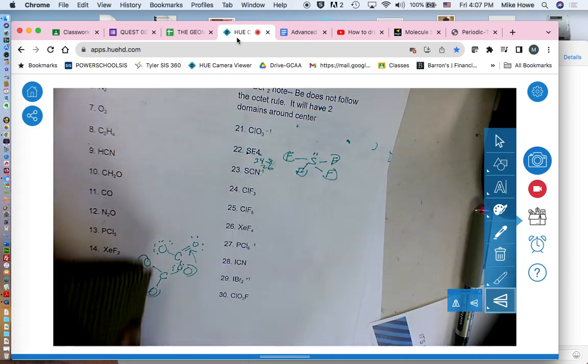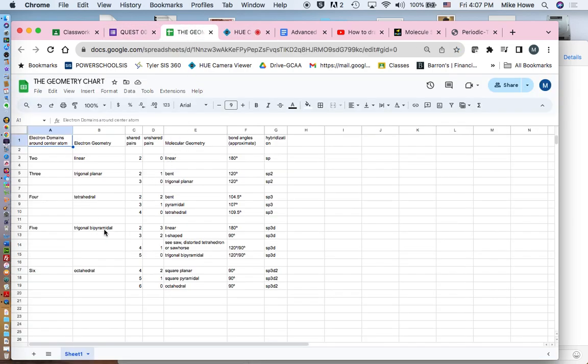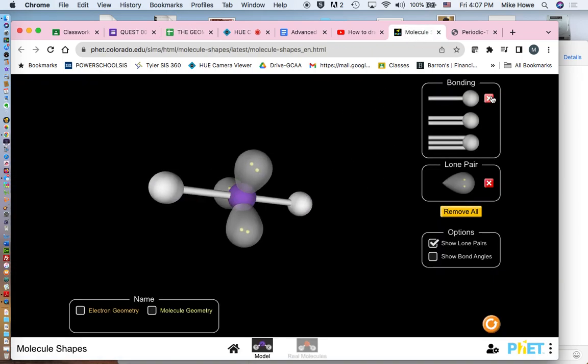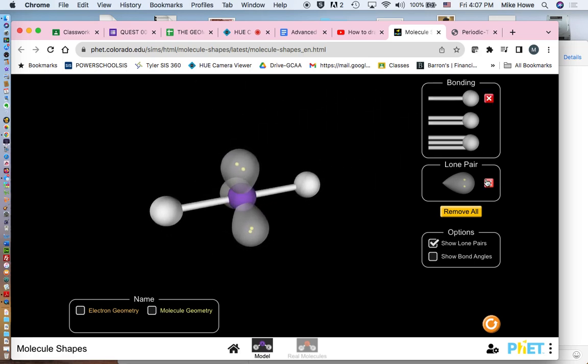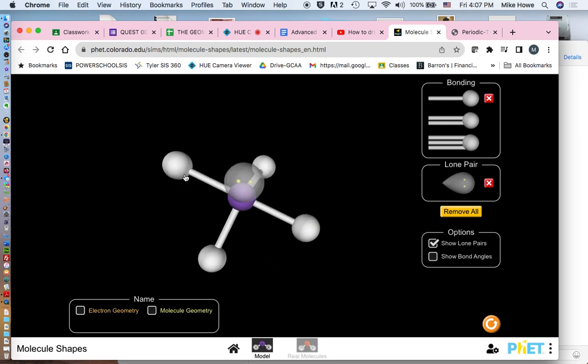So that's the scenario where you've got 5 domains, trigonal bipyramidal electron geometry. 4 are shared, 1 is unshared. We call that a seesaw. And let's make it so you can see what it looks like. Just take off these and put in these. Oops, take off 2 of those. And we'll put back in 2 of those, and then 1 unshared pair. So there it is. That's your seesaw.